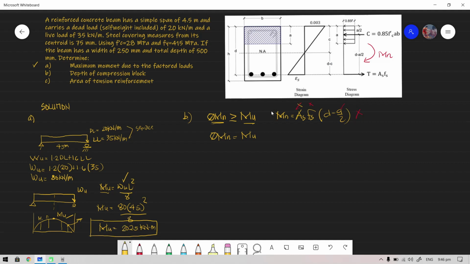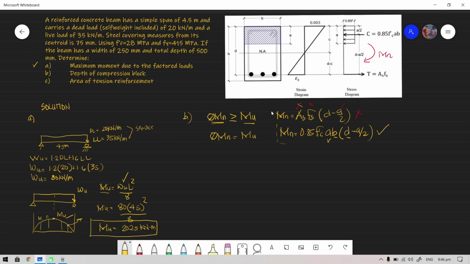Hindi yan pwede. Okay, how about yung isang formula na Mn? Yung isang formula, which is ito, so 0.85 F prime C AB D minus A over 2. Tignan mo kung ano yung unknown. Itong B given yan. Itong D given din. Ang unknown lang dito is A. So, ito ang gagamitin natin. Okay, so ito yung gagamitin nating formula.